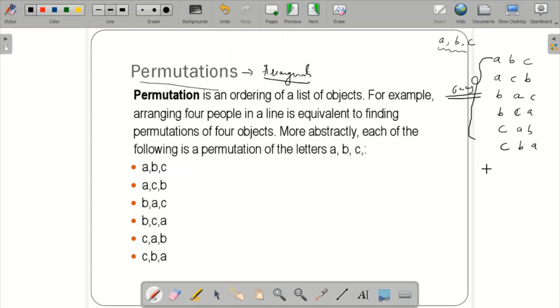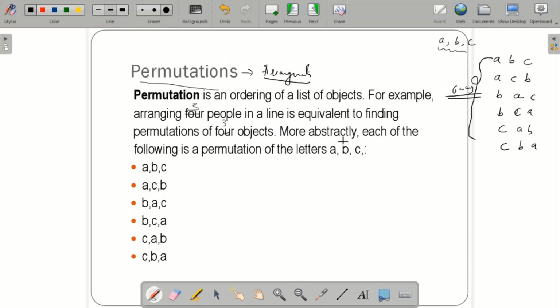So permutation is nothing but an arrangement, or ordering, of a list of objects. The same example I have given here. For example, arranging 3 people in a line is equivalent to finding the permutation of the 3 objects. So here, instead of 4, I have just taken 3. So it is equivalent to a permutation of the 3 objects.